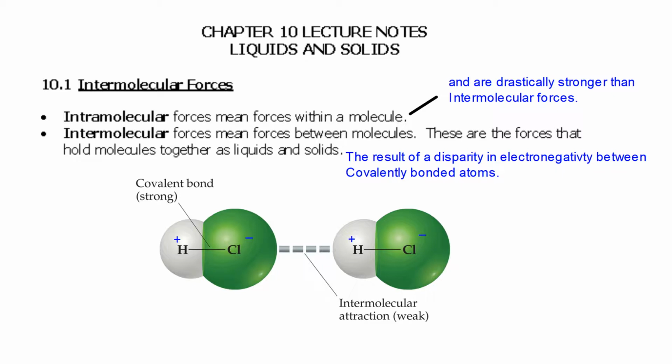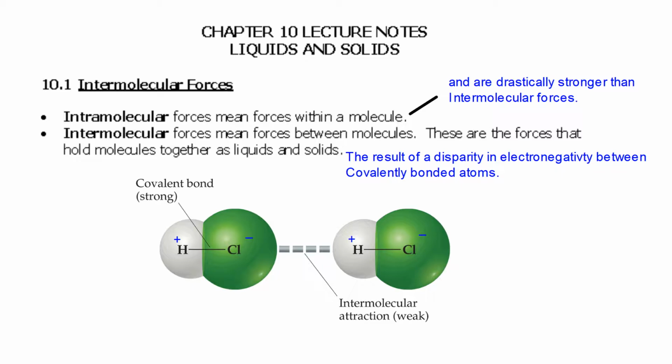Here we have two molecules. This is a molecule of hydrogen chloride, usually called hydrochloric acid, but since there's no water present, it can't be an acid right now. So we have hydrogen and chlorine, and over on the right, another hydrogen and chlorine. These are two separate, distinct molecules. What keeps a hydrogen bound to a chlorine is a covalent bond. That is an intramolecular force. It is a covalent bond, and they are incredibly strong.